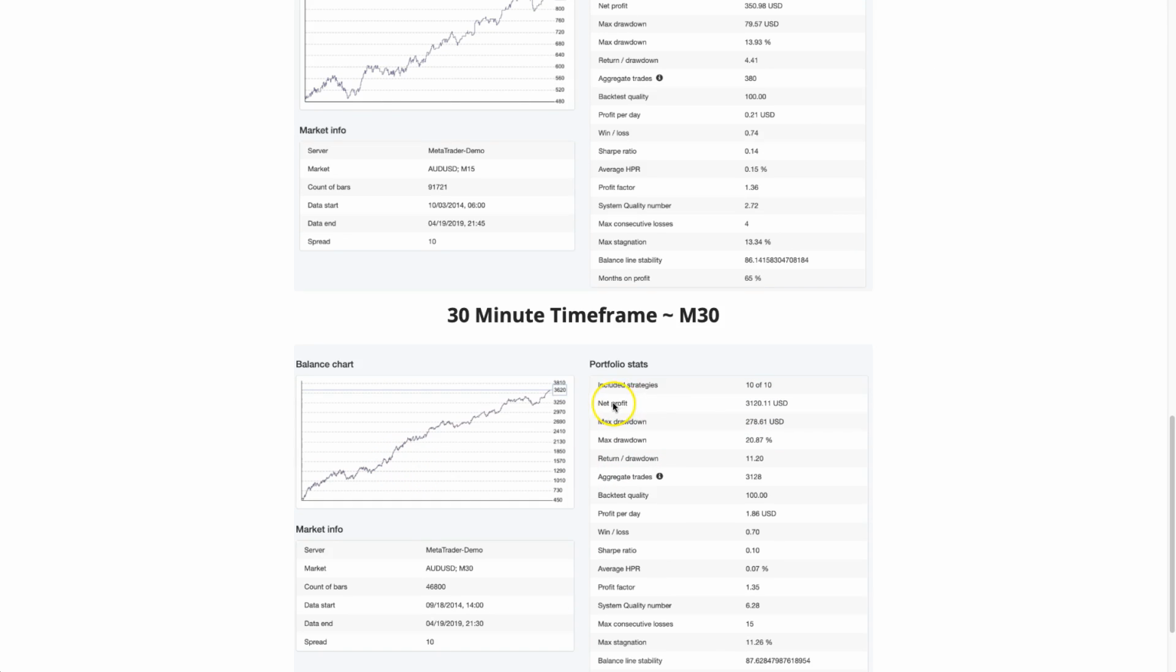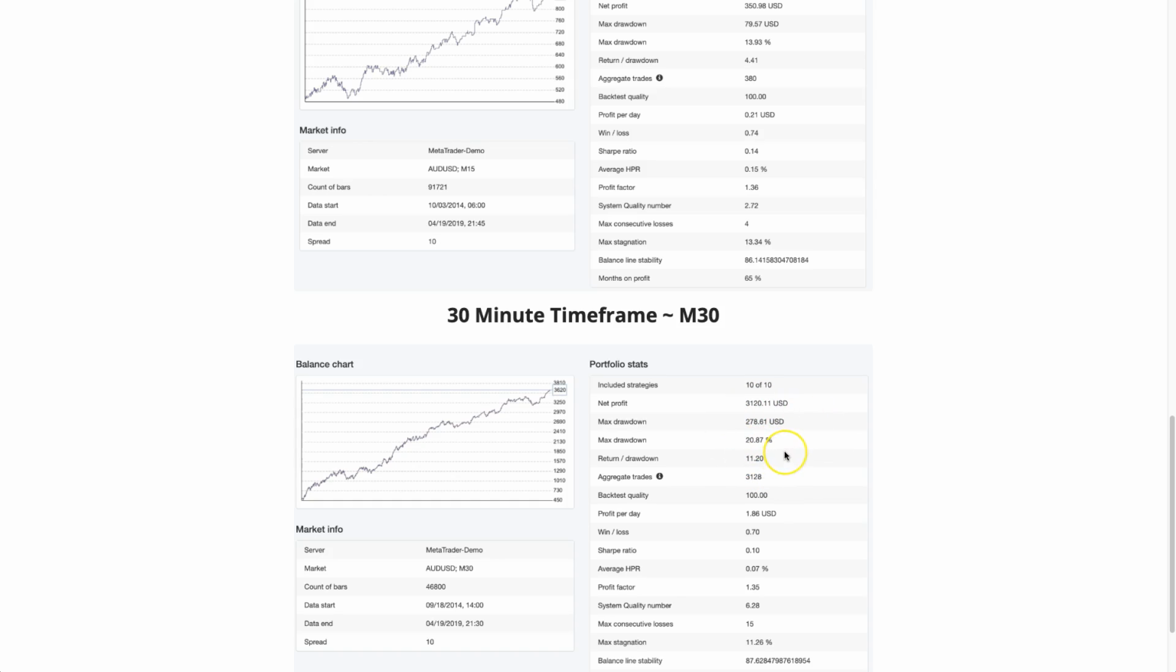Now, if we look here on this one, the net profit was 3,000 US. The maximum drawdown was 278. So a key point to look at here is the return to drawdown, 11.2. The higher that is, the better in my books, because that means 11.2 times the maximum drawdown was our profit.